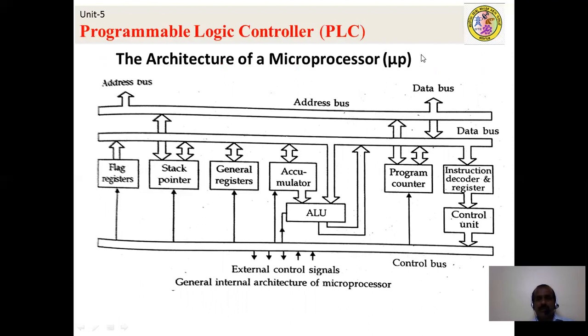So this is the architecture of a microprocessor. It mainly contains the arithmetic and logic unit and the different types of registers like flag register, stack pointer register, general register, accumulator, program counter, then instruction decoder and the register, control unit, and they are connected by address bus, data bus, and the control bus.